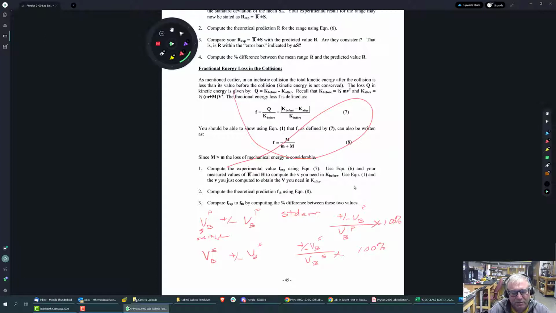And now what we want to do is a percent difference. So this is where you subtract, and it doesn't matter because you take the absolute value: V bullet from the pendulum minus V bullet from shooting it, and then you divide it by the average of the two, which is V bullet pendulum plus V bullet shoot, divided by 2. That's the average. And then you multiply that by 100%, and that's our percent difference.